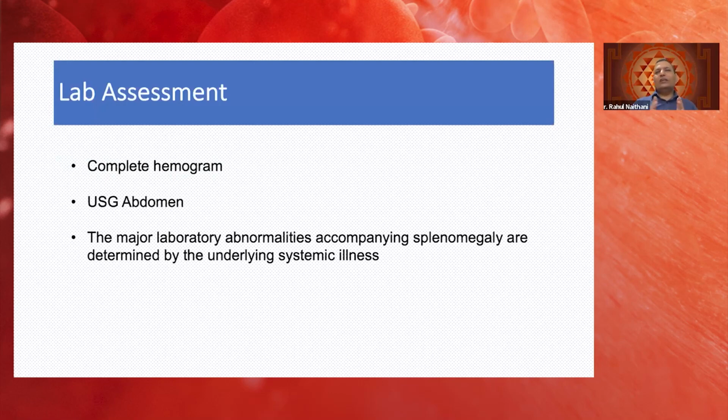Now, when we are looking at imaging of the abdomen, we should realize that ultrasound is a very good modality for measuring the size of the spleen. However, in situations where we need to look at the anatomy or the structure of the spleen, which I'll come to in one of the cases, CT and MRI are superior to ultrasound. But in common clinical practice, ultrasound abdomen is good enough.